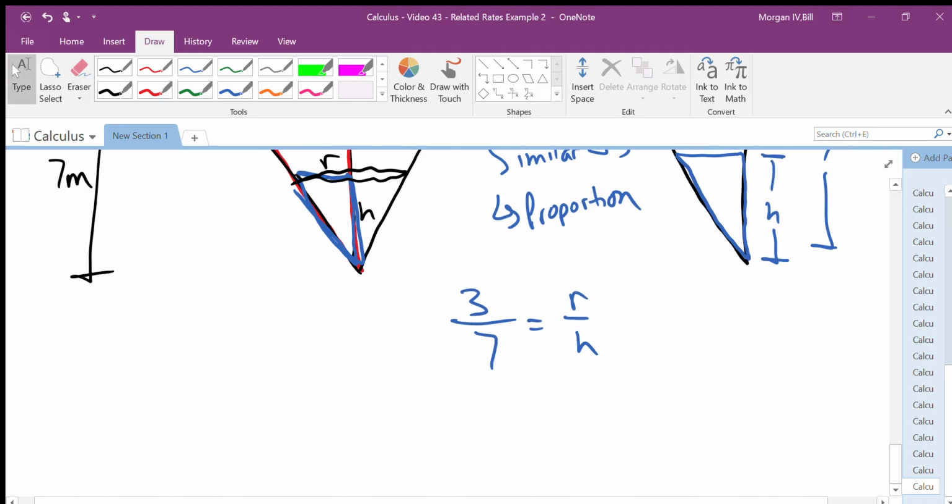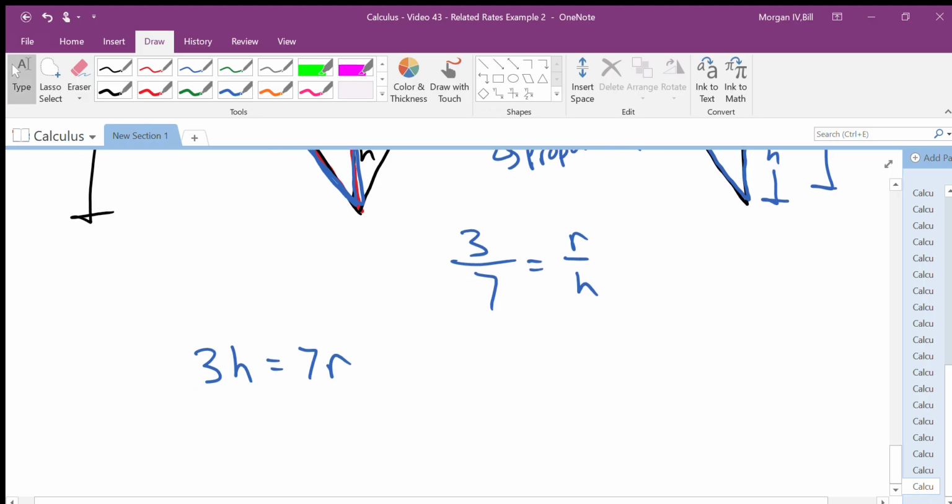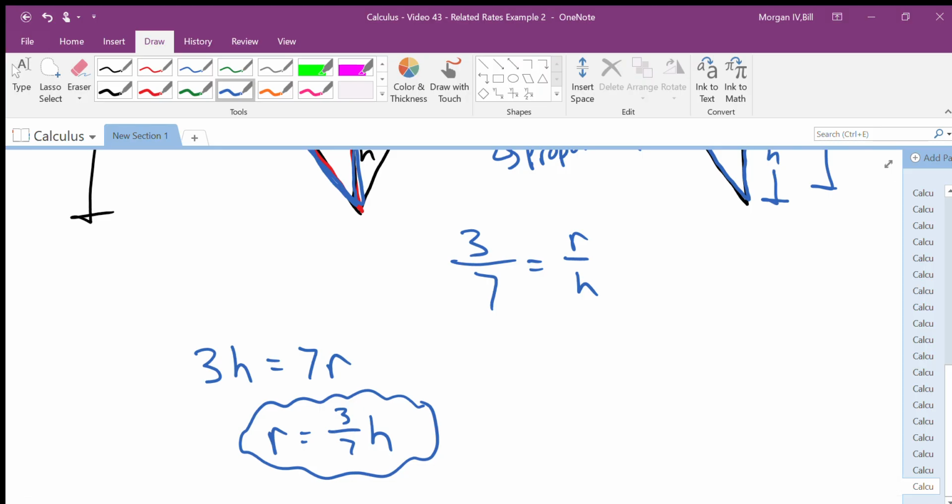And now you can cross multiply. You can say, well, that means that 3 times h is equal to 7 times r. Since I want to get rid of r, I need to solve for it. That means r is equal to 3/7 h. And I have a relationship now between r and h that I can substitute into my volume equation, and that way I can get rid of the r in there and replace it with 3/7 h.